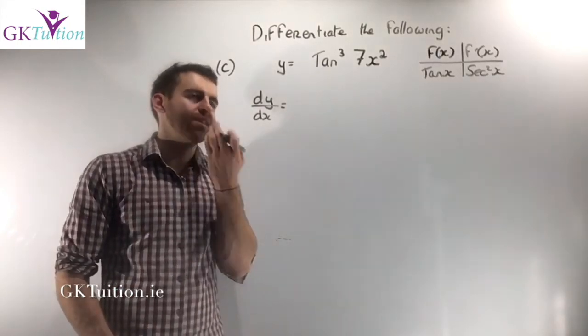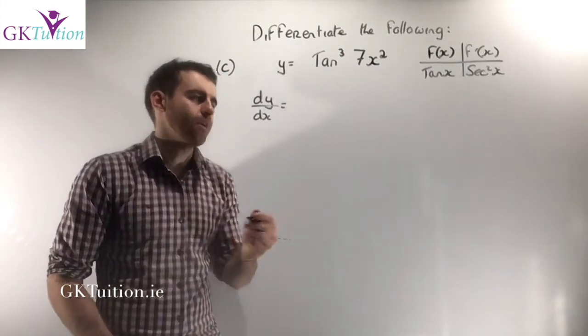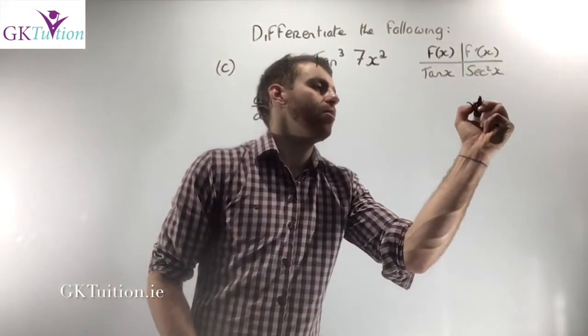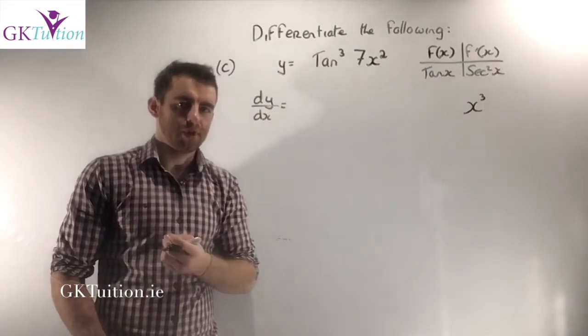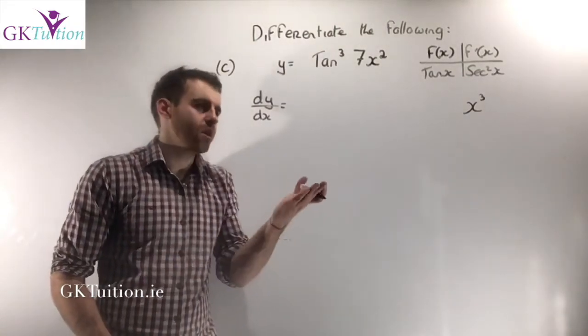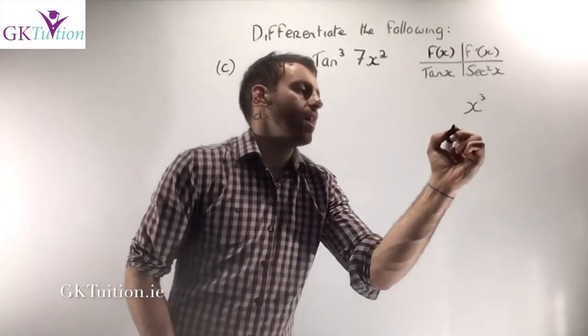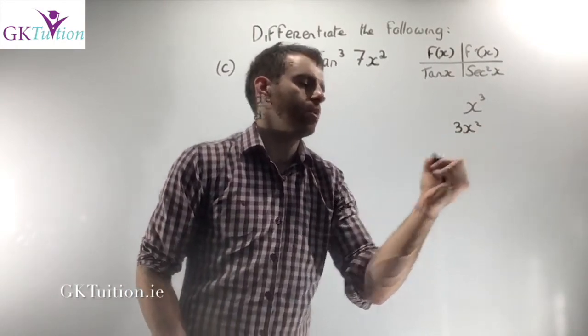The power in this case is 3. It's tan to the power of 3. So I would ask myself, how would I differentiate x to the power of 3? If I had an x to the power of 3, I would bring the power in front, and it would be 3x to the power of 2.